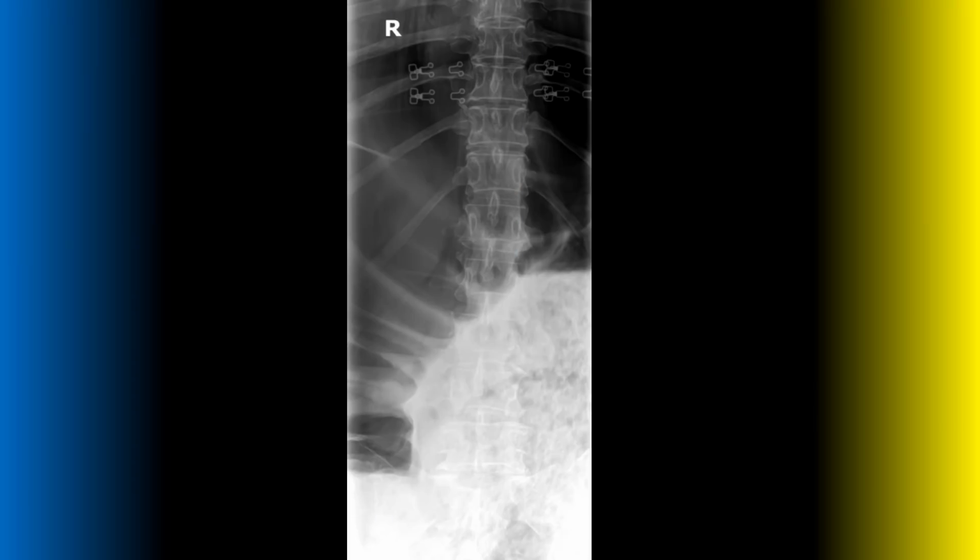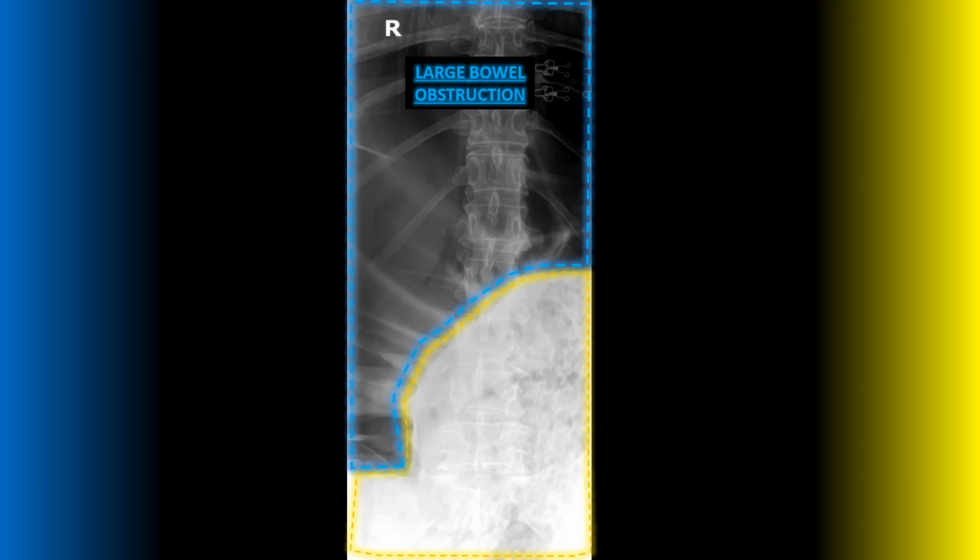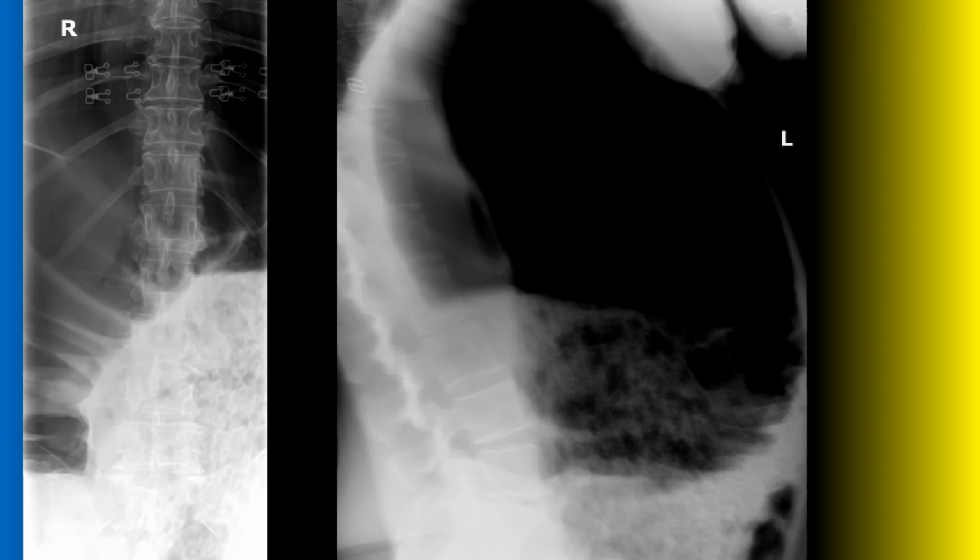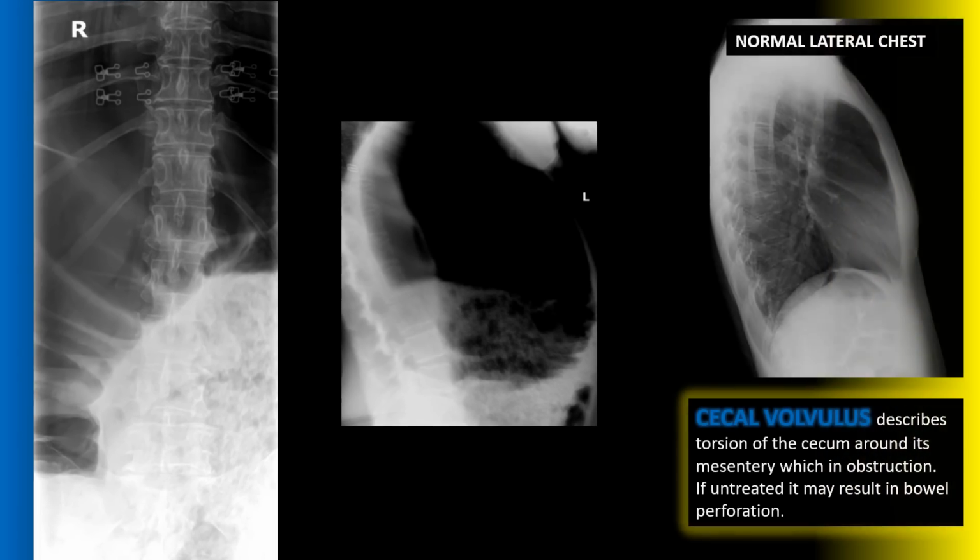This is a really unique case of a woman presenting with severe abdominal pain, and you can see a large area of air which represents a large bowel obstruction, and then inferior to that is a large dense area which represents everything else in the abdomen being pushed inferiorly. On the lateral view, you'll notice a huge amount of air, almost resembling a lateral chest film. This large volume of air is a cecal volvulus, or an obstruction.